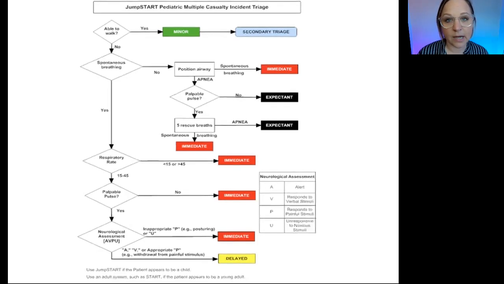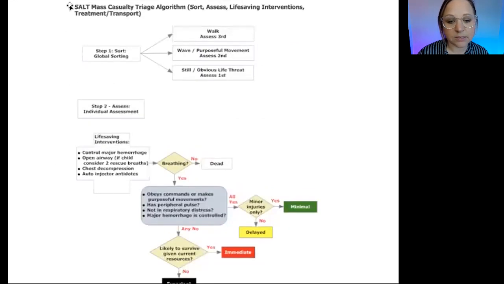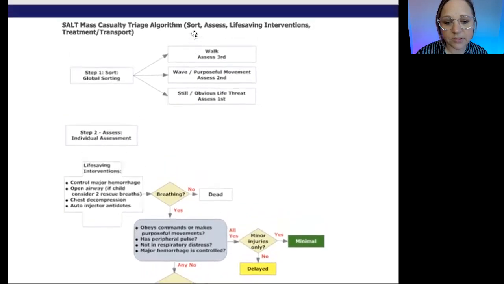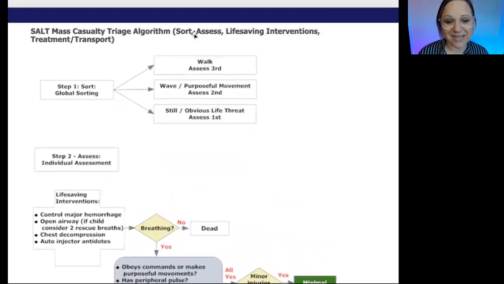Now, organizations either use START and JumpSTART, or they use one called the SALT method, which stands for sort, assess, life-saving interventions, and treatment or transport. It's very similar. The first step is sorting. Are they able to walk? Then those are the third group we're going to assess. Are they able to wave or give purposeful movement? Those are the second group we're going to assess. And are they still, or are they having an obvious life threat? Those are the first group we're going to assess. So who are we going to look at first?